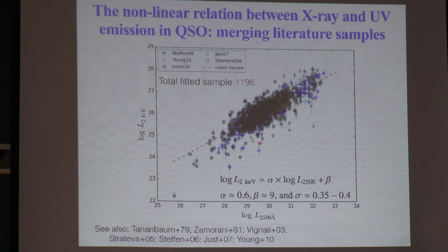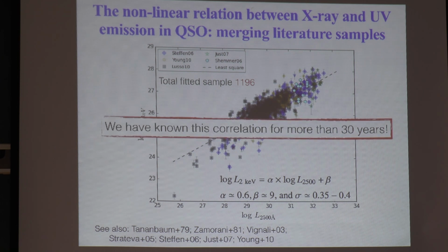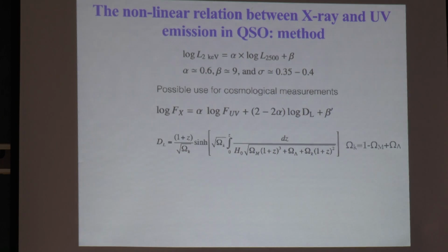The slope of this correlation is not 1, it's 0.6. Okay. So the consequence is that, I mean, this was known for more than 30 years. The problem is the precision.